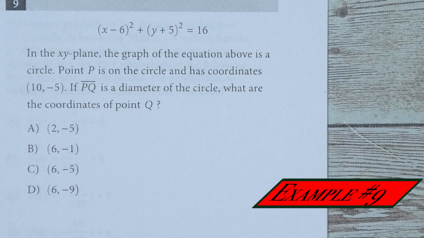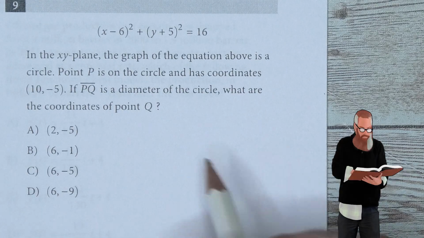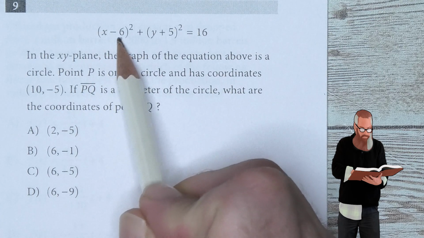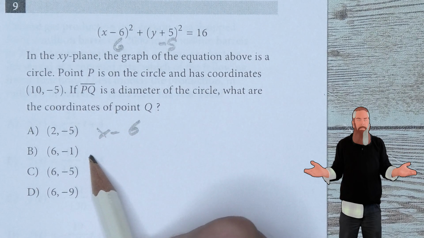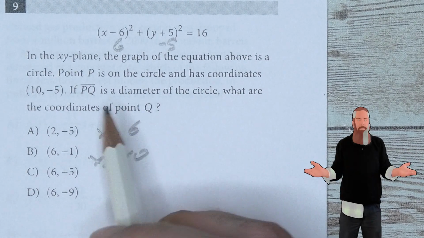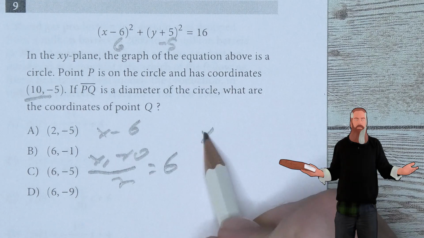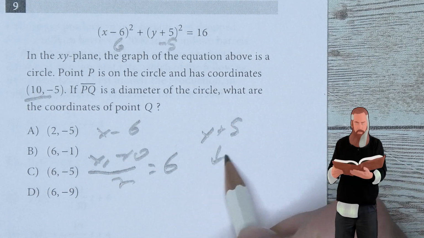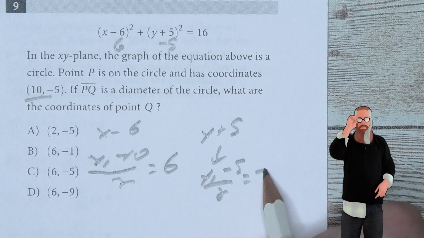In the xy plane, the graph of the equation above is a circle. Point P is on the circle and has the coordinates 10, negative 5. If PQ is the diameter of the circle, what are the coordinates of Q? Now we can tell from this that the center of the circle is at 6, negative 5. So looking at that x minus 6 and considering x sub 1 plus 10 divided by 2, we would get 6 as an answer. Also, y plus 5 would have us then consider y sub 1 plus 5 divided by 2 being equal to negative 5.